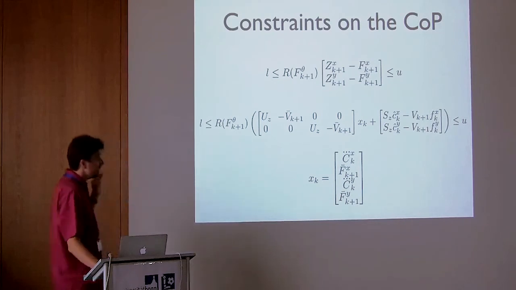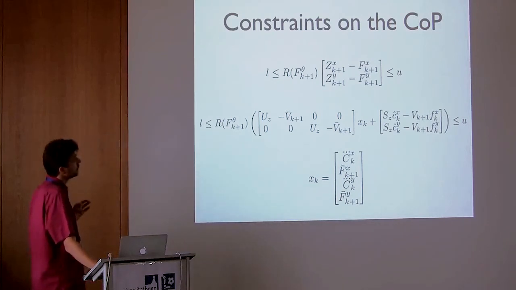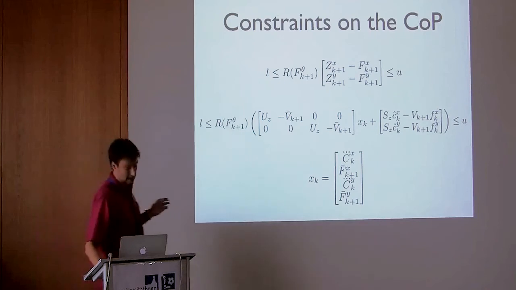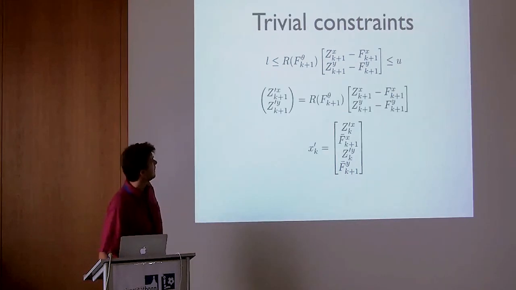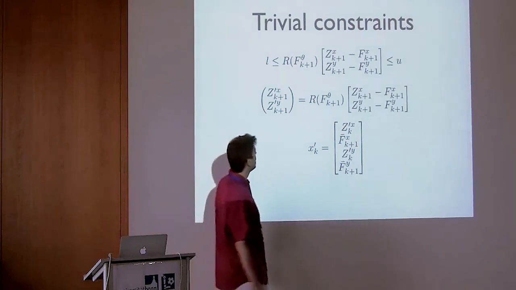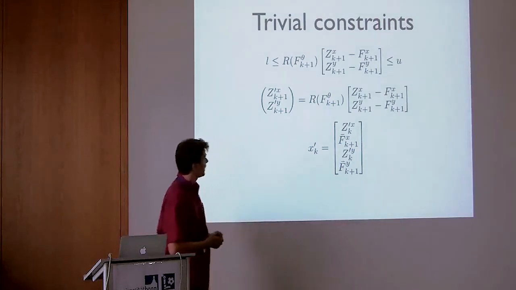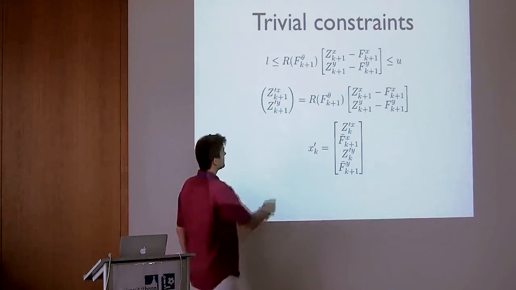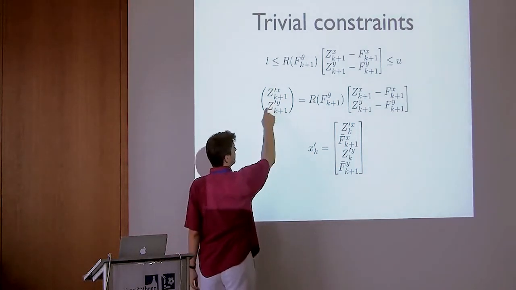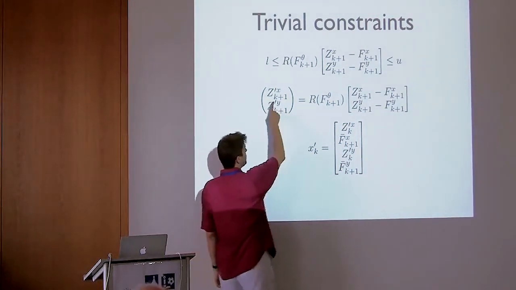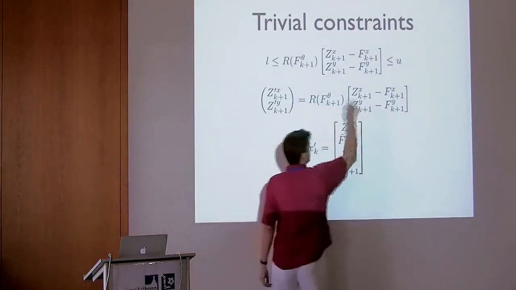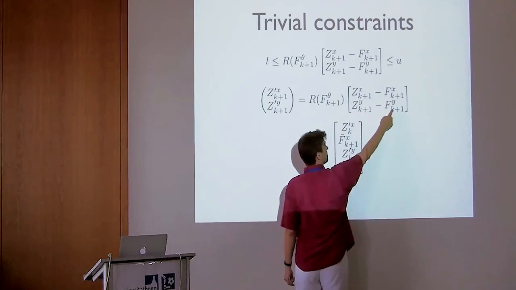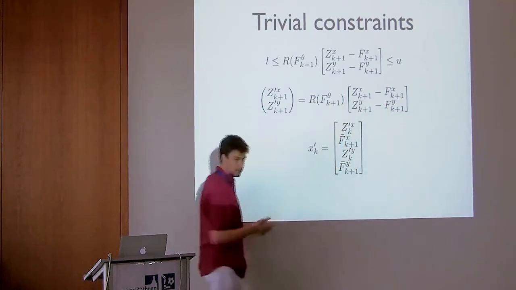But there is an interesting trick that we can do here. We can observe that this constraint can be made trivial by just making a change of variable. Let's consider this variable instead, which is the position of the center of pressure with respect to the center of the foot, in the local frame of the foot.